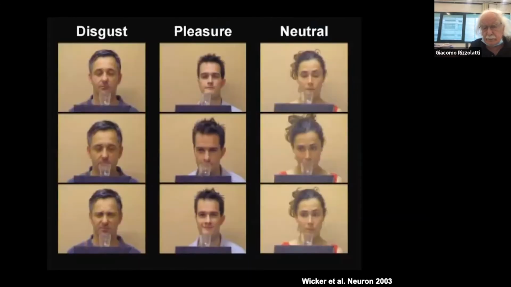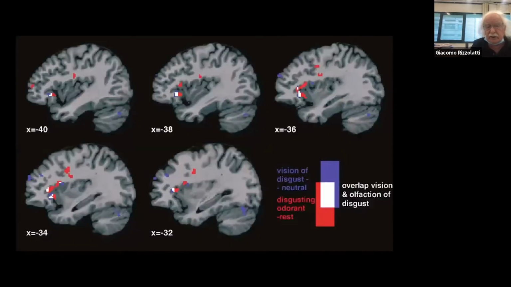Second part of the experiment: the actor of the Marseille theater showed expressions, grimaces, which could be disgust. It's not disgusting per se, but he demonstrated disgust. The other guy is happy, showing pleasure, and the girl is neutral. And here are the results.